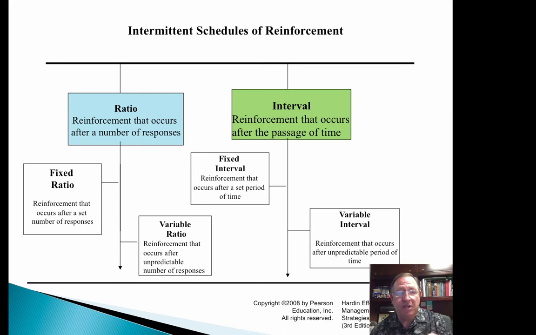But look at those and study this chart so that you can learn that the fixed ratio is set based on a number of responses, whereas the variable one is an unpredictable number. The fixed interval is set for a particular time, as opposed to the variable one, which is unpredicted. The variable in both is not predicted.